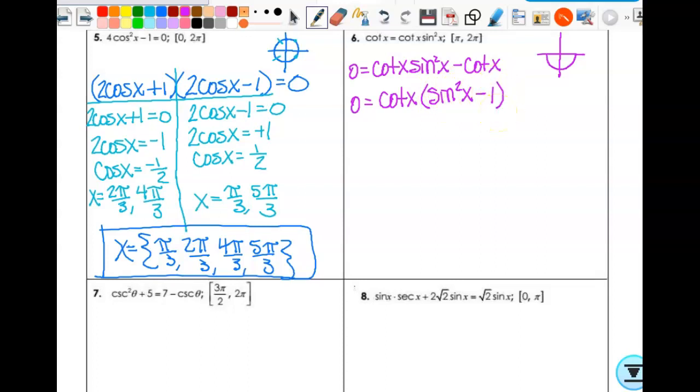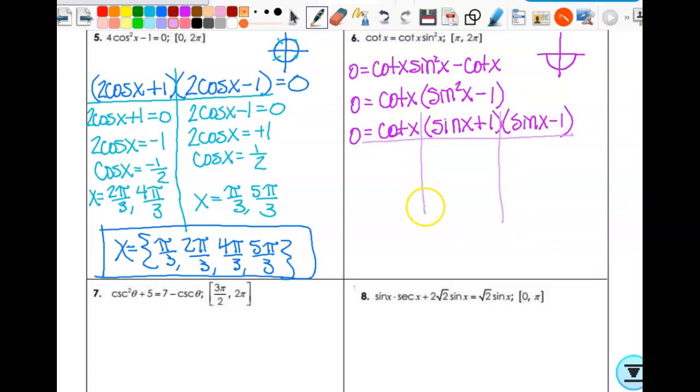Now, can I factor what's in the parentheses? What is that in the parentheses? It is a difference of squares. So I get 0 equals cotangent x times sine x plus 1 times sine x minus 1. So now that it's all factored, I can solve each piece here. So cotangent x equals 0. But remember, we don't want to leave them as the reciprocal functions because that may not be the easiest way to figure them out. So that reciprocal is tangent x, and then the reciprocal of 0 is undefined.